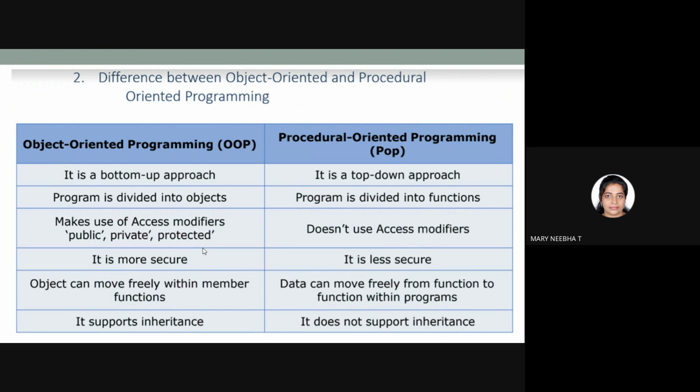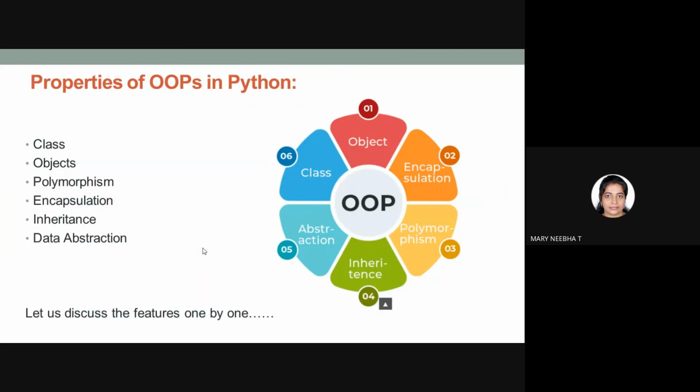But in a procedural oriented language we don't have any access specifiers, and you will learn about access specifiers in detail in C++. Object oriented programming language is more secure when compared to the procedural concept. Here we can use objects to do everything. And in object oriented programming language you have a lot of features like inheritance, polymorphism, encapsulation. All these things we'll see one by one.